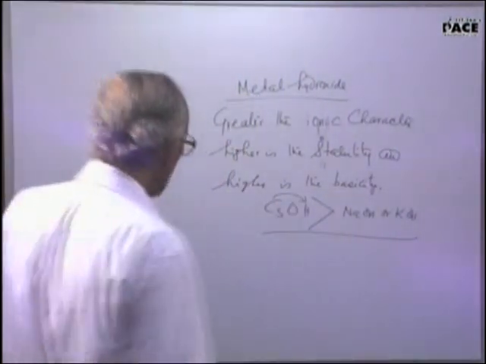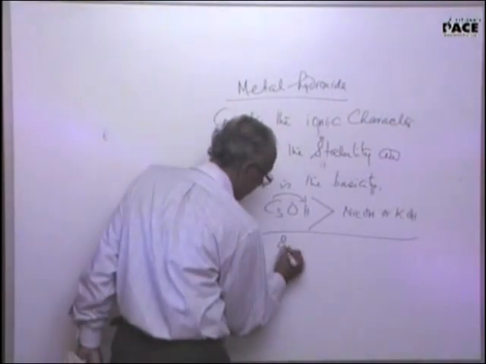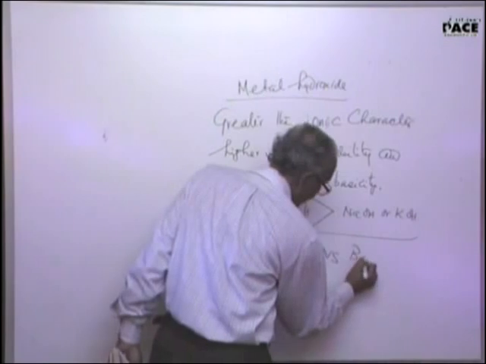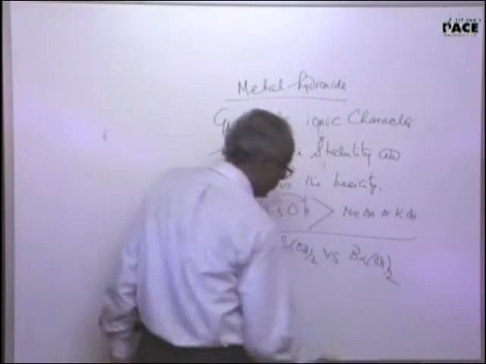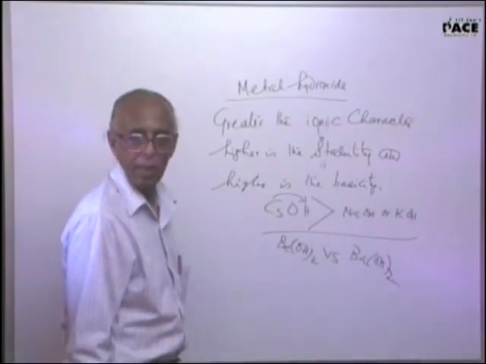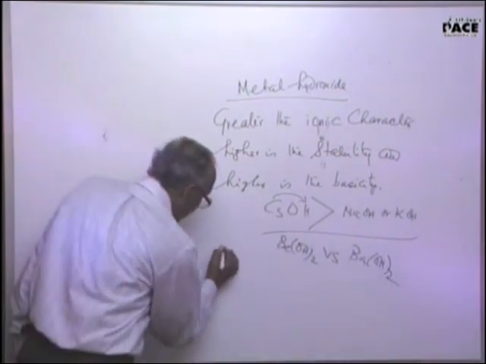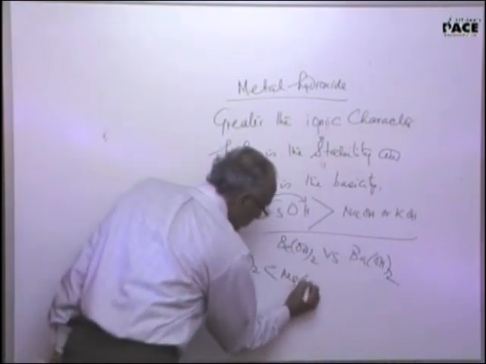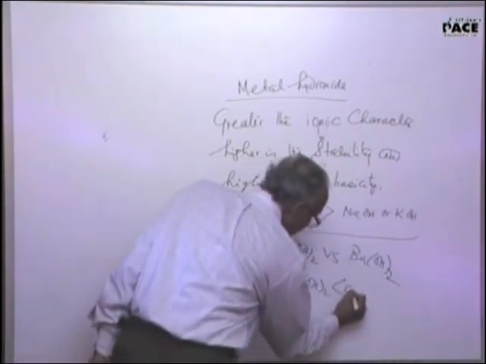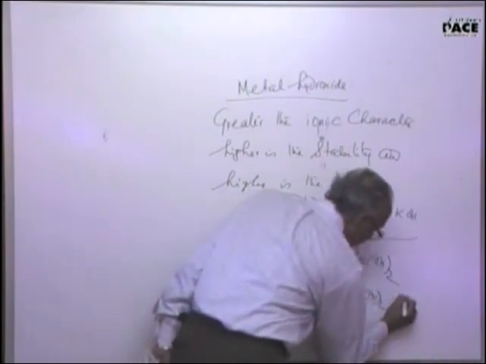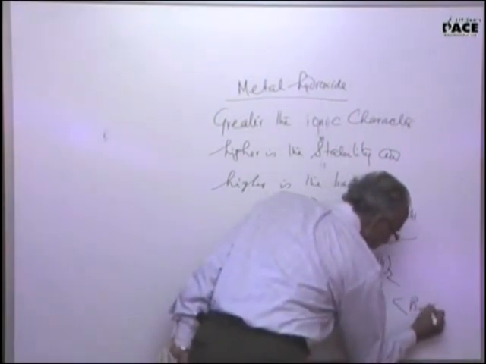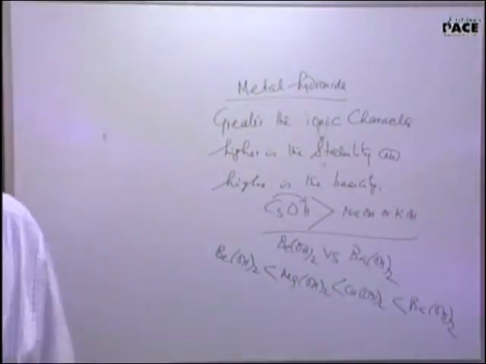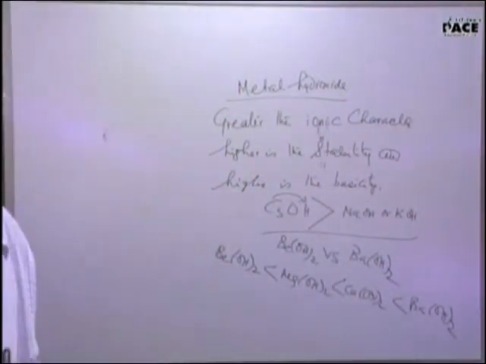Similarly, if we look at beryllium hydroxide versus barium hydroxide, the group 2 hydroxide basicity order is the same.